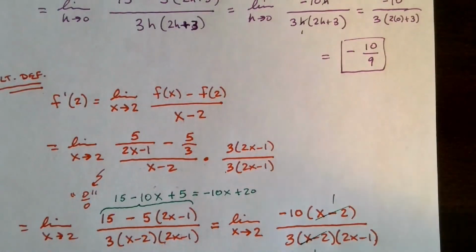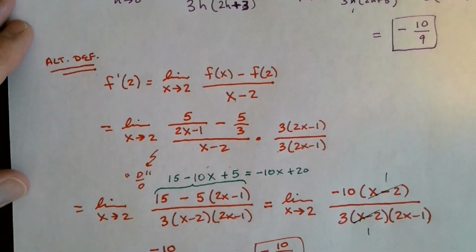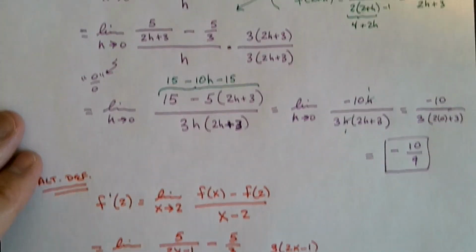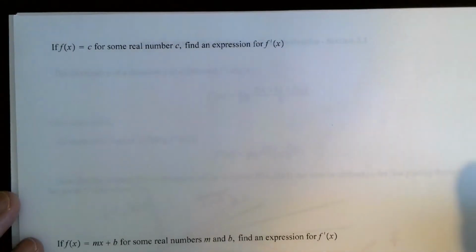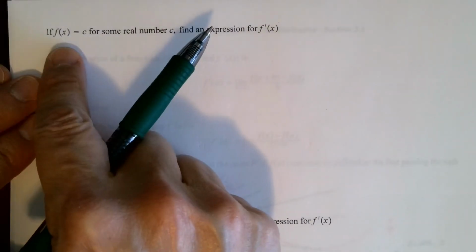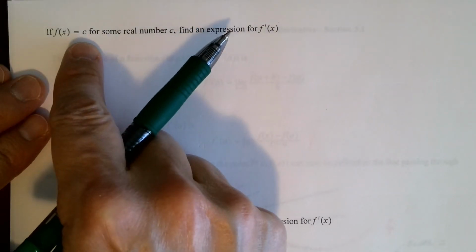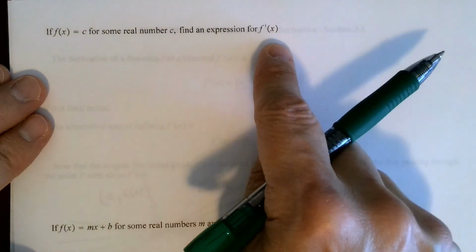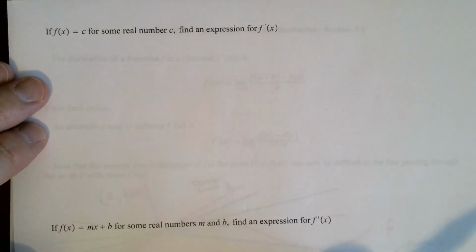To close, I want to make two general observations about the derivative. So far, we've looked at the derivative just at a point. What we want to transition to in the next lecture is the derivative as a function. And I want you to say if f of x equals c, for some real number, if we're looking at that function, find an expression for f prime of x. Well, I think you already know the answer to it.